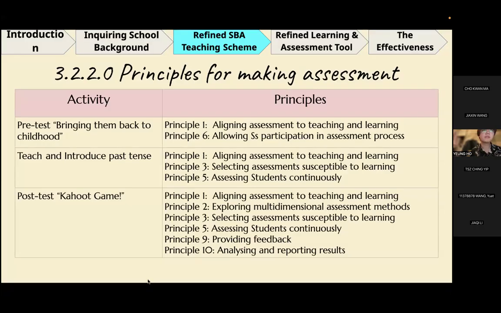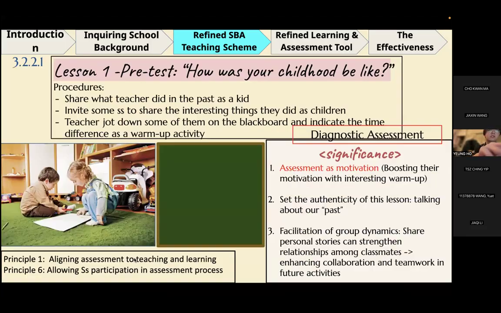Next slide, please. And for the principles for making the assessment, the pre-test, bringing them back to their childhood, aligns with principles 1 and 6. Teaching and introducing past tense aligns with principles 1, 3, and 5. And the post-test Kahoot game aligns with principles 1, 2, 3, 5, 9, and 10. And now let's pass the time to Toby.